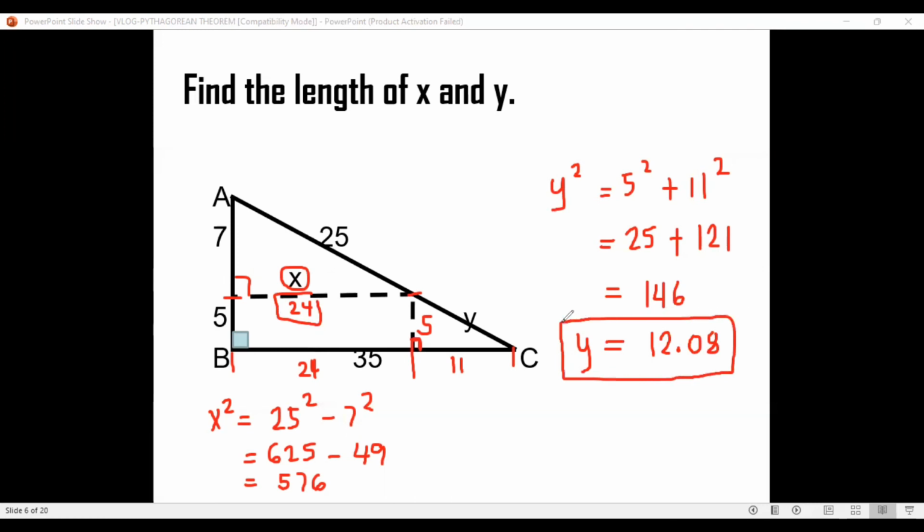Okay, I will have another video for the other applications of solving for or using the Pythagorean theorem.